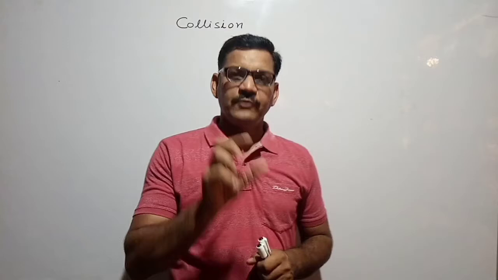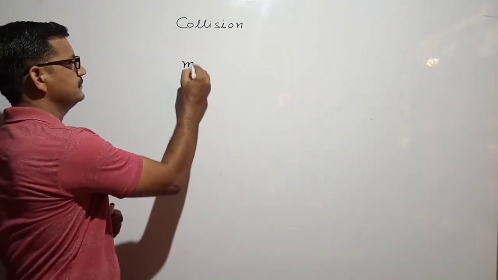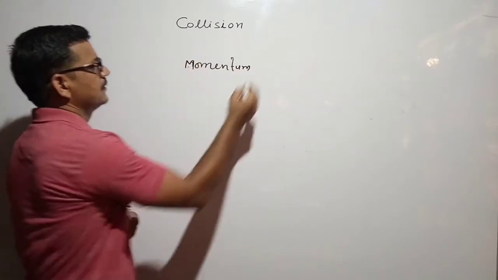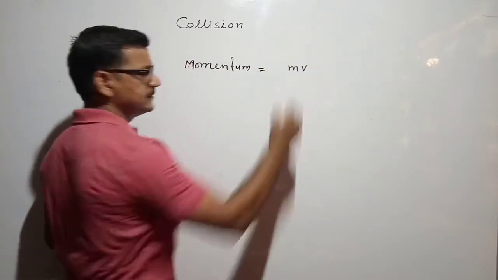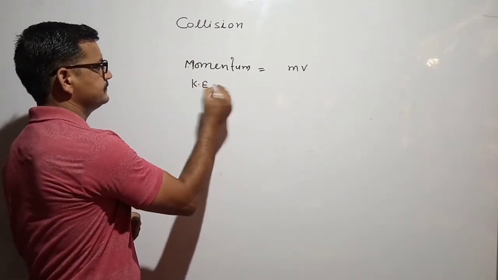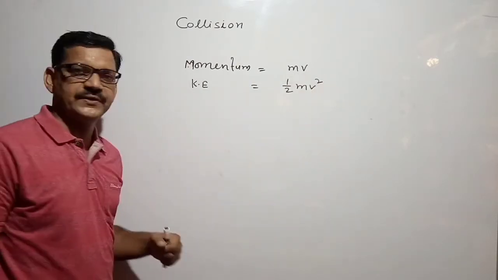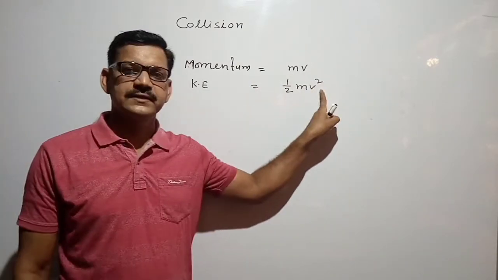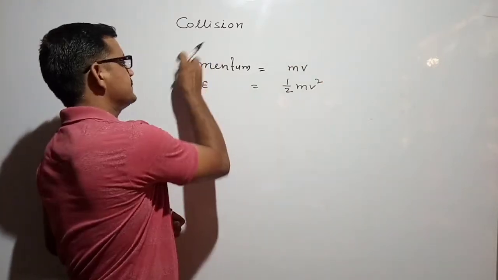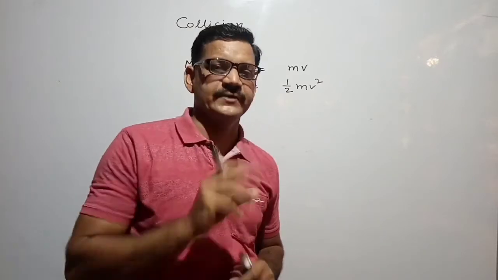So due to mass and velocity, we have two quantities here, and that are what we know: momentum, the product of mass and velocity, and kinetic energy. Kinetic energy, you know, is half m v square, where m is the mass and v is the velocity. So depending upon the change in momentum or kinetic energy, we have defined the collision.